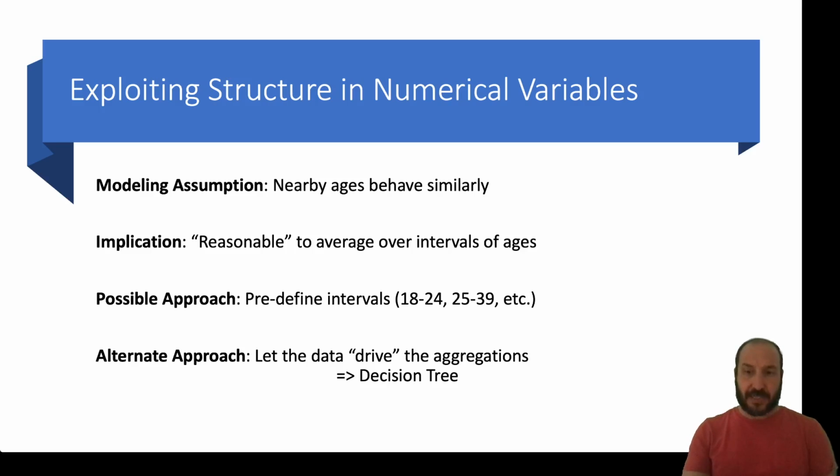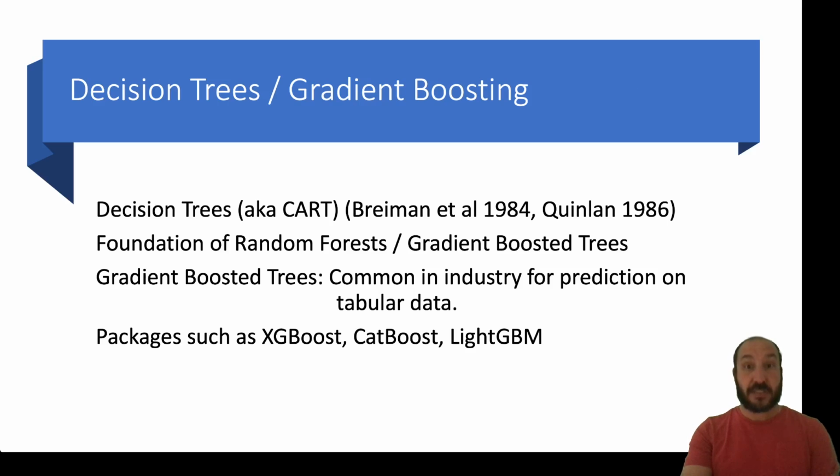If you think about it, that's really what a decision tree does. So let's talk about decision trees a little bit. Decision trees, also known as classification and regression trees, are not used that much in isolation, but they're the foundation of random forests and gradient boosted trees. Gradient boosted trees in particular are now very common in the industry for prediction on tabular data, and packages such as XGBoost, CatBoost, and LightGBM are extremely popular and widely used.